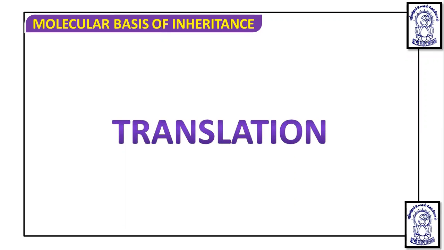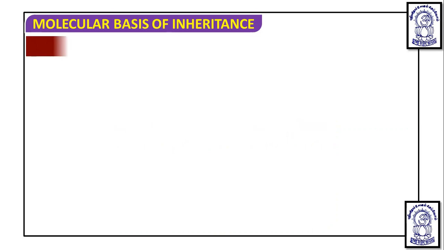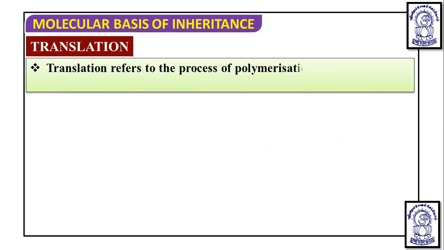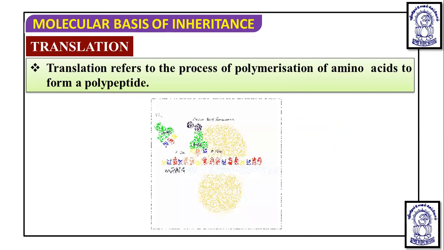As you know, translation is protein synthesis, where amino acids form a polymer known as polypeptide. That polypeptide will again combine with another polypeptide to form a functional protein, or that polypeptide can act as a protein itself. So translation refers to the process of polymerization of amino acids to form a polypeptide.